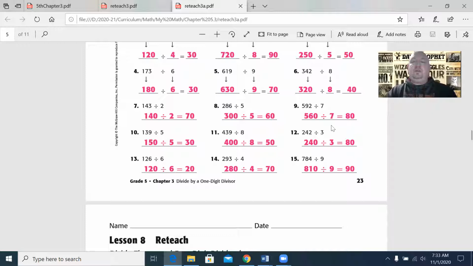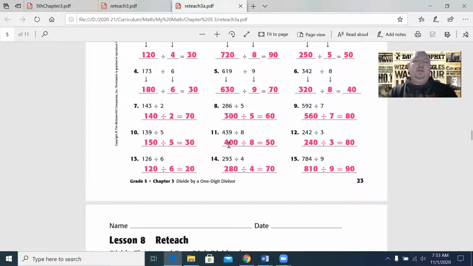592 and 7. They kept the 7 and dropped this down to 8 times 7, which is 56, and had an 80. 139 divided by 5. You want something 5 will go into. We bounced it up to 150. 5 goes into 15 3 times. There's a 0 left over, 30.